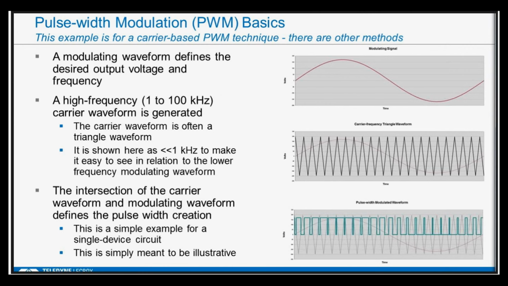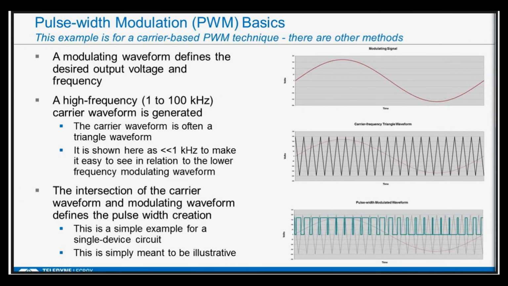Okay, so how do we get the power conversion device to switch the way we want? I'll give you an example. This is a carrier-based pulse width modulation technique. There are other methods, but this is very good for explaining. There's a modulating waveform that defines the frequency that we want to carry in the output voltage. Then there's a high-frequency carrier waveform that's generated at this 1 to 100 kilohertz frequency. I've shown it here to be much slower than that, just so the example is easier to follow.